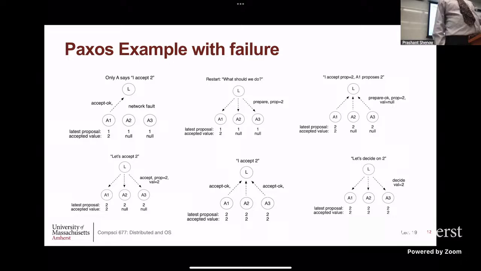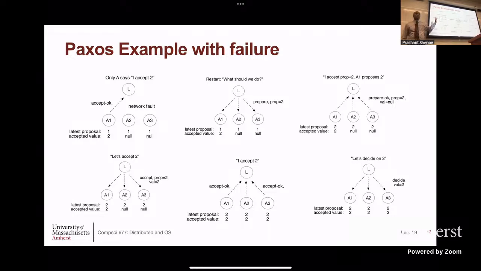There can be arbitrary failures in Paxos. The leader might fail, which I didn't show. I just showed a network failure. If the leader fails, you have to elect a new leader, and then restart that process, and it will start the same thing again. A minority of participants can fail.